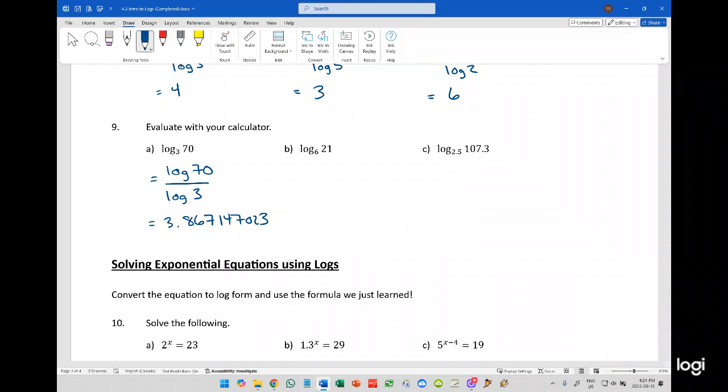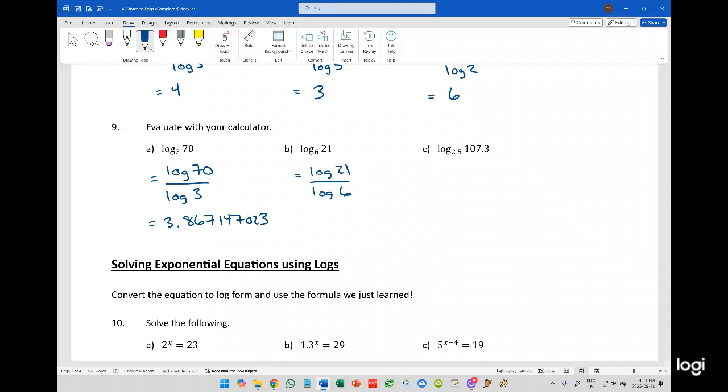Okay, the second one, again, before I begin it, I kind of just want to take a guess in my head of what it's going to be. 6 to the exponent 1 is 6. 6 to the exponent 2 is 36. So one's too small, one's too large. The exponent's between 1 and 2, so the answer should be between 1 and 2. So I'm expecting something maybe around 1 and 1/2. So log 21 over log 6.